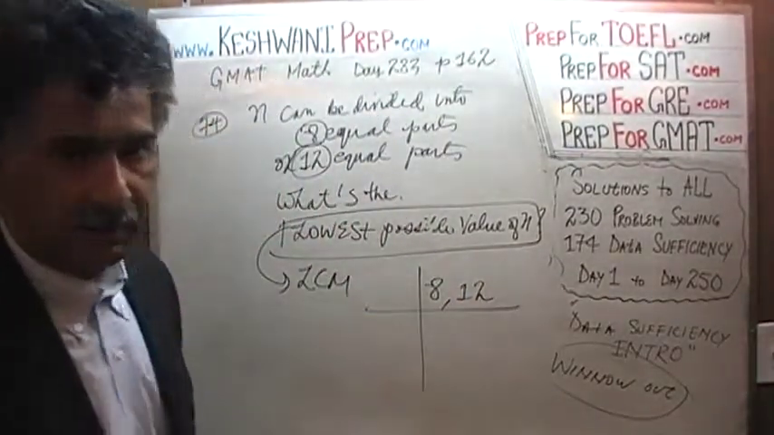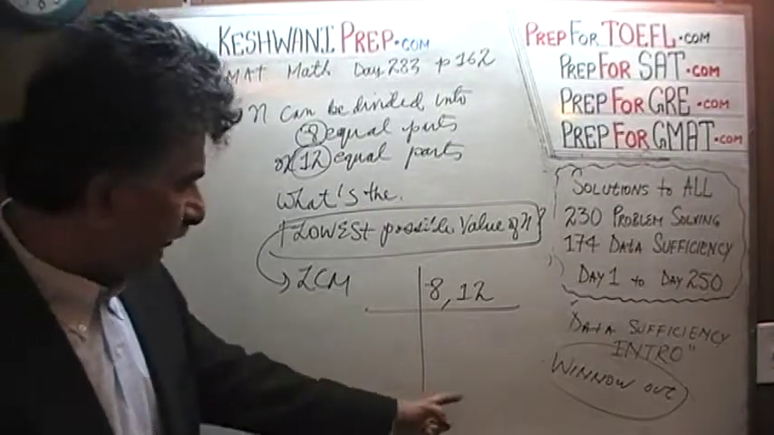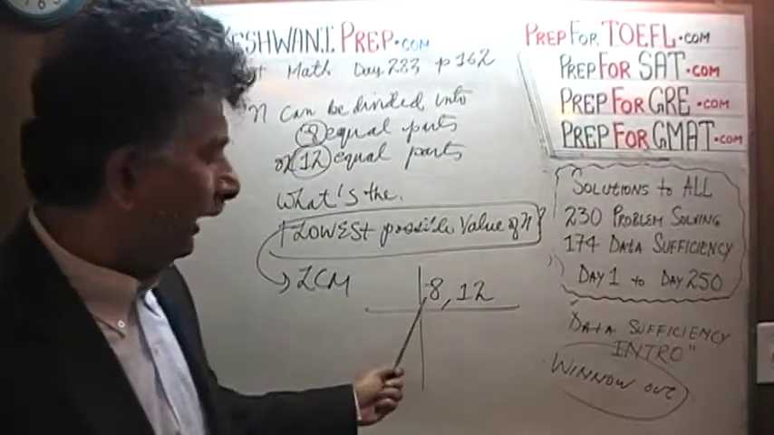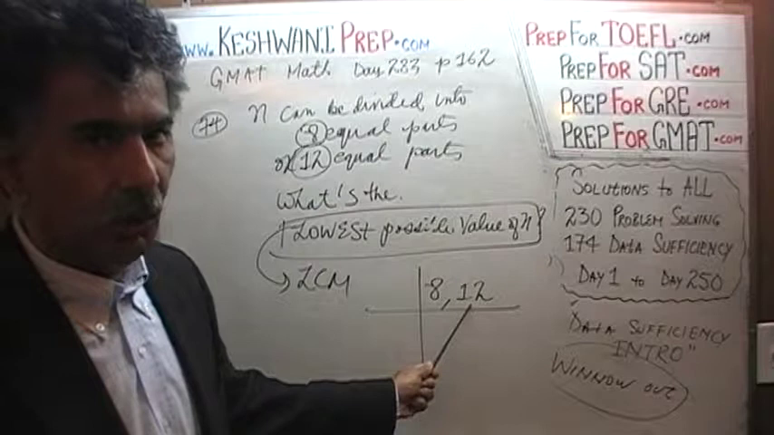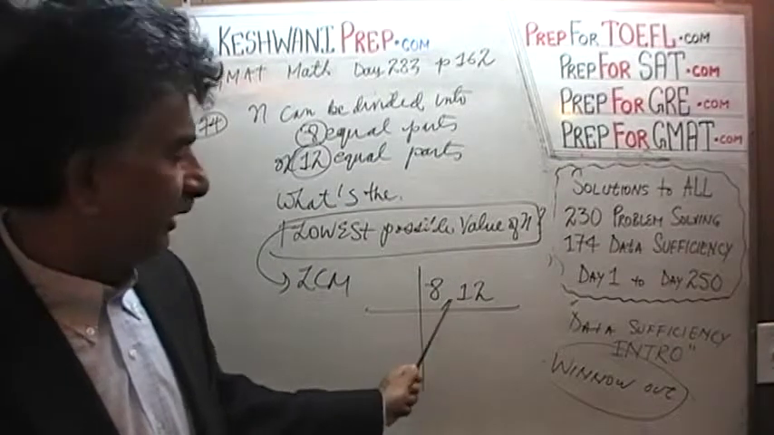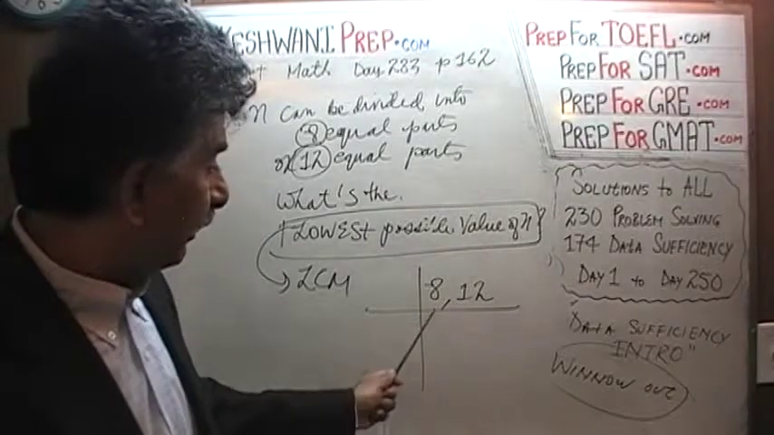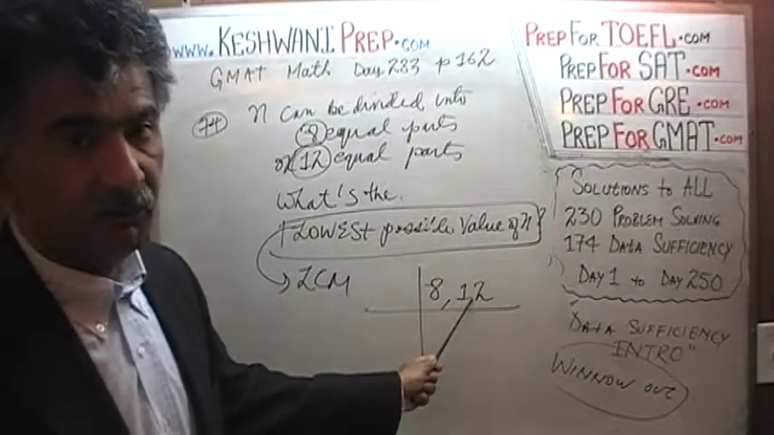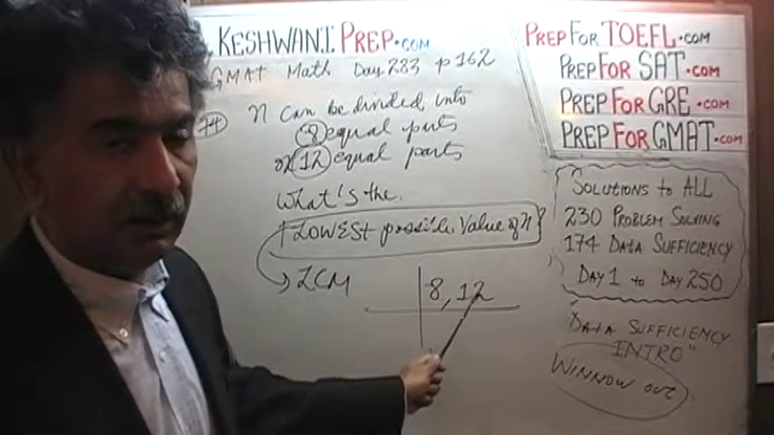We start dividing them until we end up with a prime number at the very bottom. At the very bottom we have to end up with a prime number. These are not prime numbers. Had 8 and 12 been prime numbers, then their lowest common multiplier would simply have been the product of these two numbers. The lowest common multiplier of 3 and 5 is simply 15. That's the smallest number that you can divide evenly by 3 and 5.